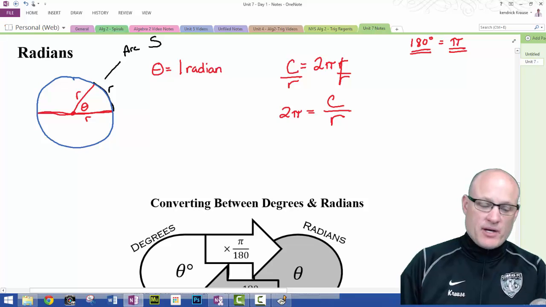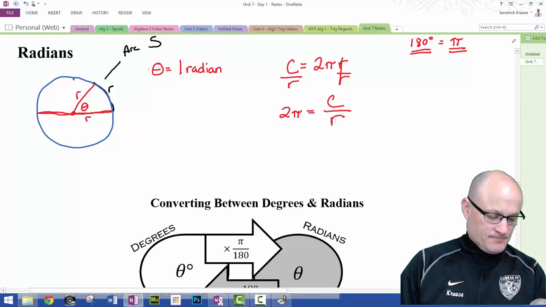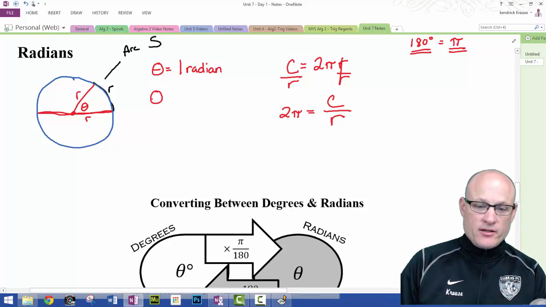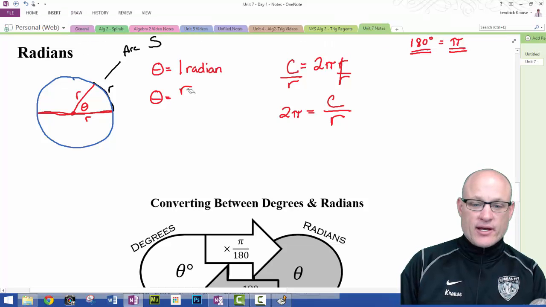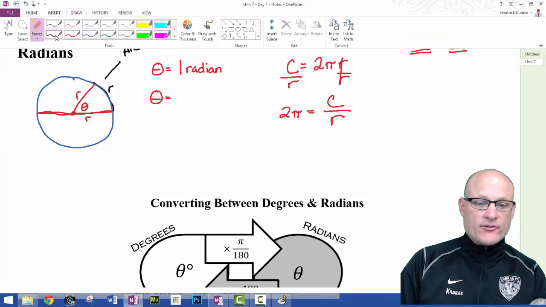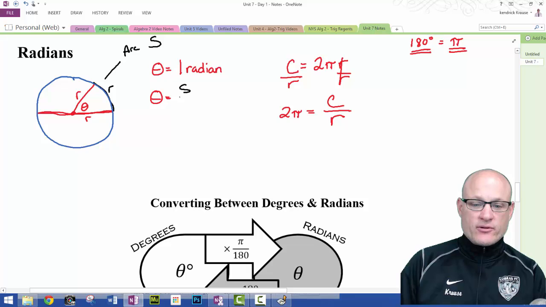Now, what I should have done over here is say that theta is equal to the arc measure, which I told you we're going to call S. So let me erase that. I told you we're going to call that S, so theta is equal to S divided by R.